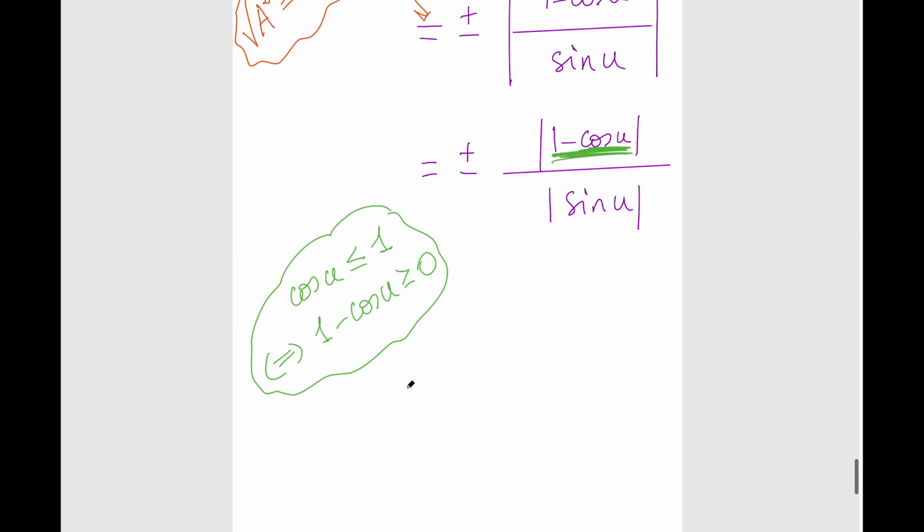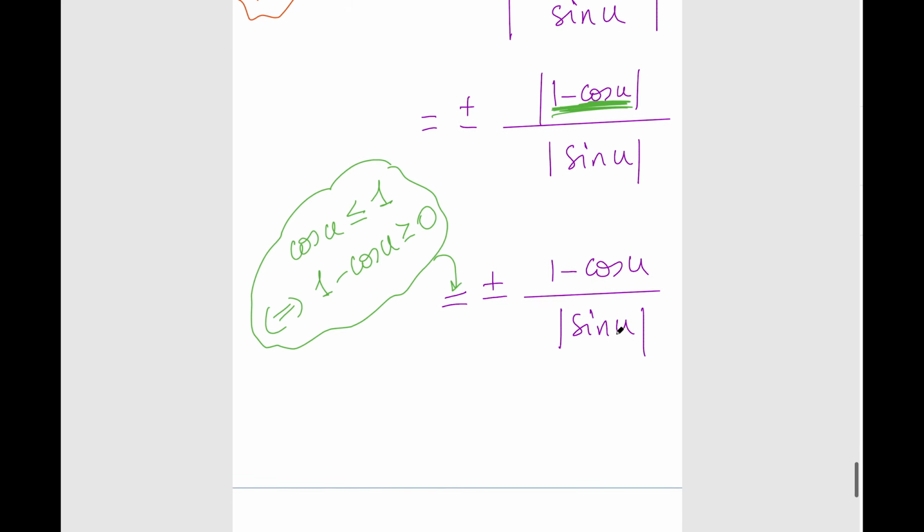So this guy is going to be needed now here. And this is plus or minus 1 minus cosine of u divided by the absolute value of sine of u. Again, I drop the bars because the guy inside the bars is non-negative. And if the guy is non-negative, the absolute value of the guy is itself, right? So the absolute value becomes decoration only. They're not doing any job.